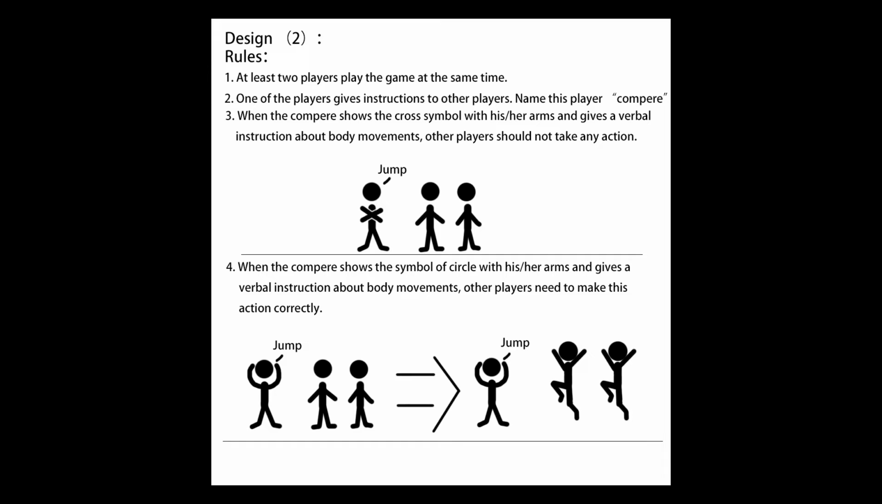When the Compre shows the symbol of circle with his or her arms and gives a verbal instruction about body movements, other players need to make this action correctly. Let's see the picture. If the Compre says jump and makes a symbol of circle with his or her arms, the other players need to jump at once.